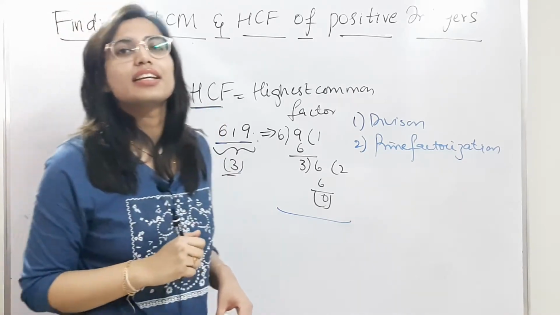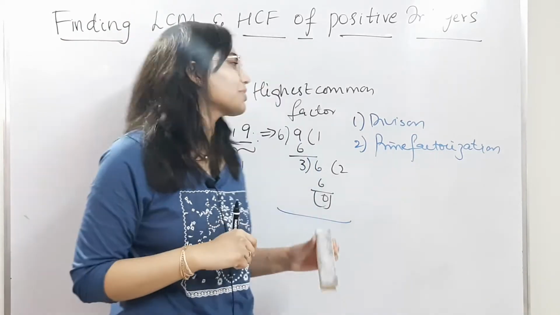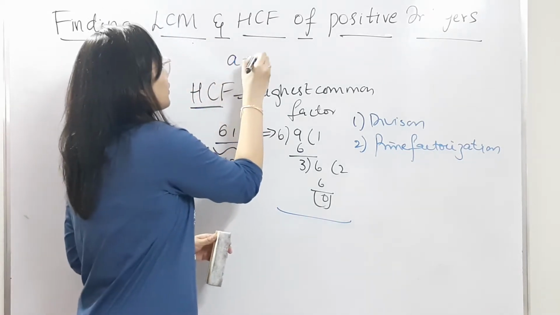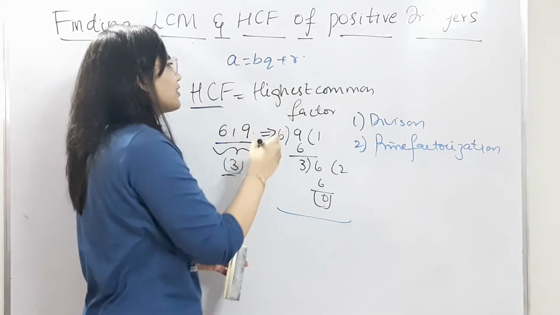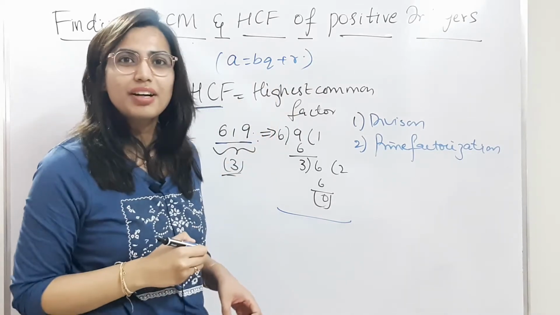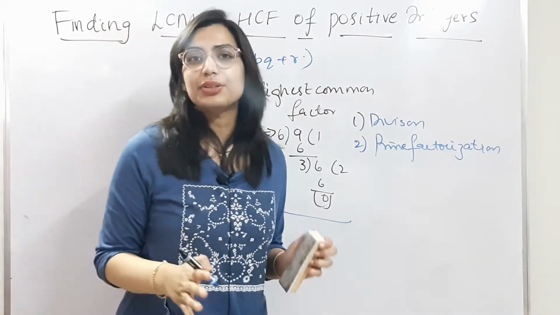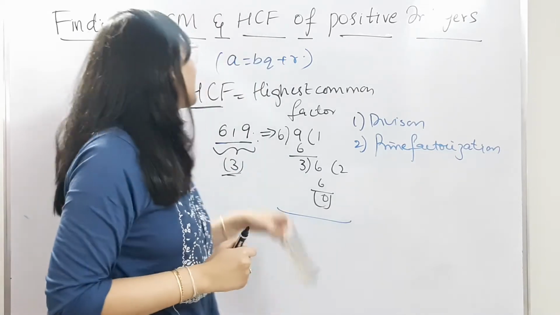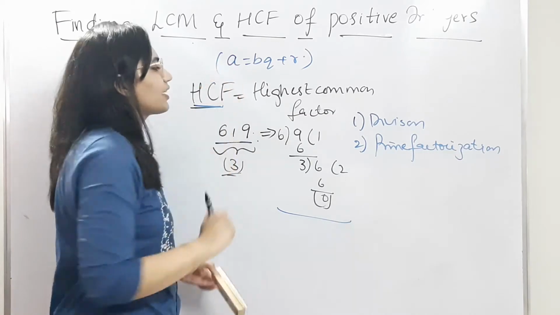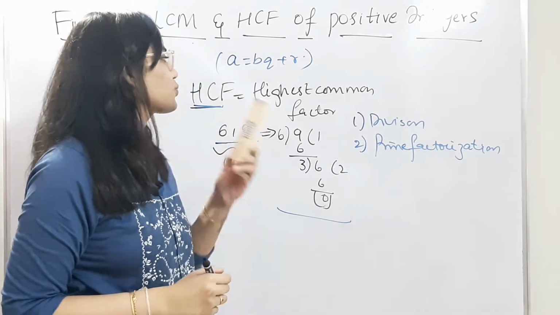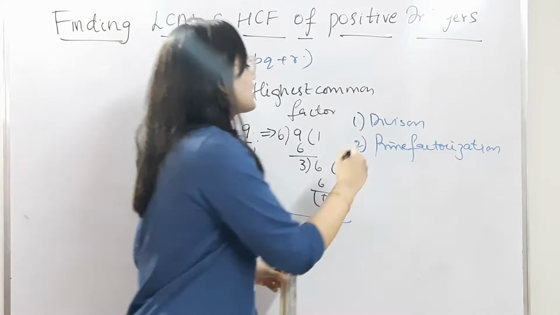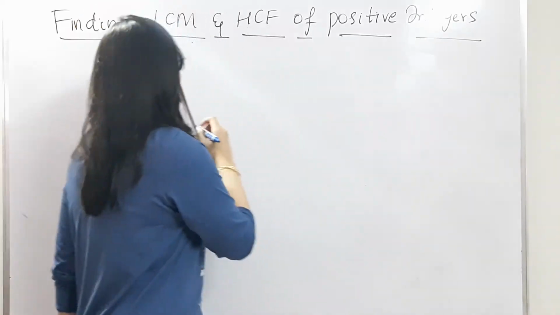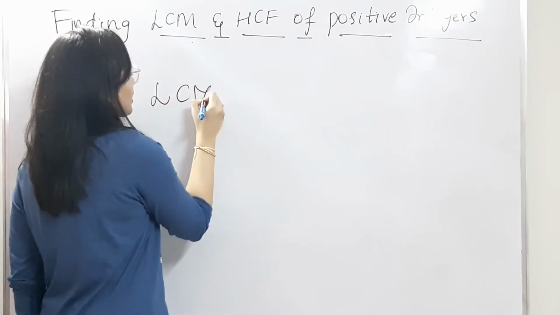We have also seen how Euclid's division algorithm can be used to find the HCF of two numbers, that is a = bq + r, using Euclid's division lemma. I have made a detailed video along with a lot of examples, and I will link it up here for you to watch. This is how you can find the HCF of numbers. There are numerous ways to do it, but in today's video, we'll see how to find the HCF using prime factorization method. Now, what is the meaning of LCM?